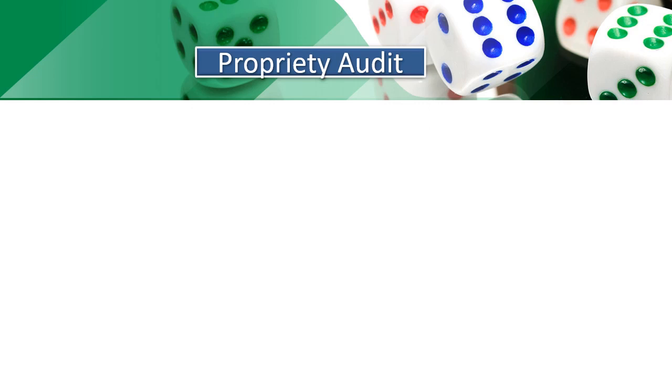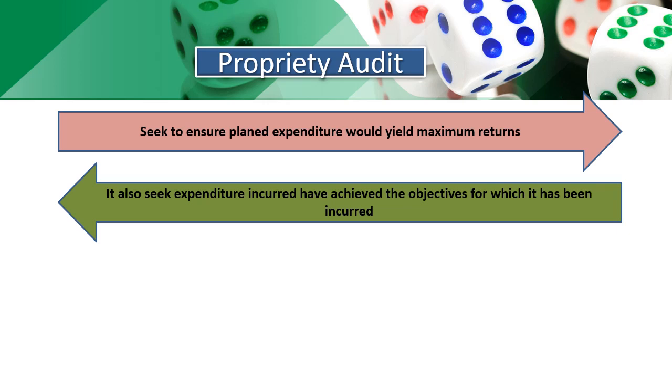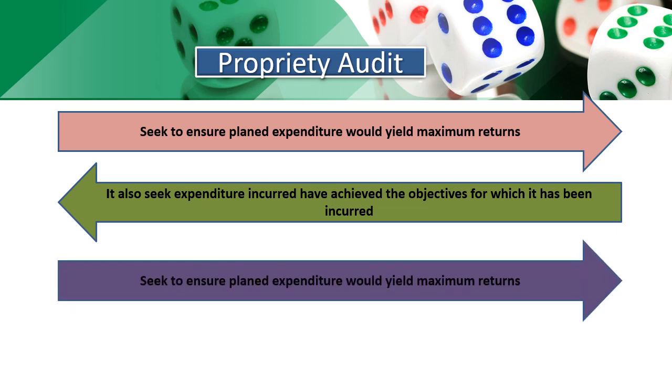The next concept which is again important is the propriety audit. Propriety audit is more concerned with the expenditure audit. So we can say that it seeks to ensure planned expenditure would yield maximum returns. Whatever expenditure is going to be planned by the organization should yield maximum returns for the organization. Then it also seeks to ensure the expenditure incurred has achieved the objectives for which it has been incurred. So its aim is to see for what objective the expenditure has been incurred and whether or not the objective has been fulfilled.